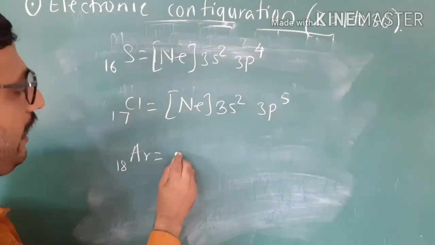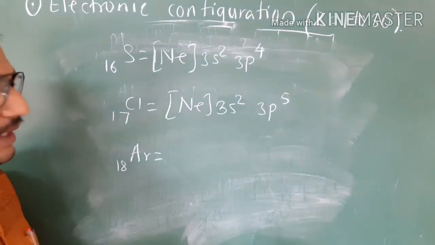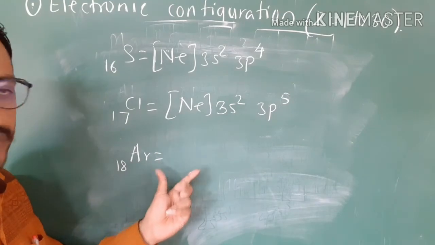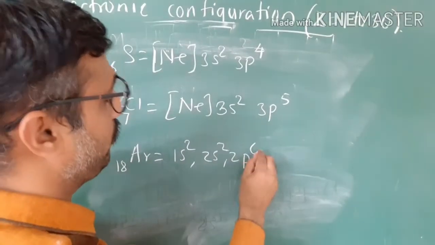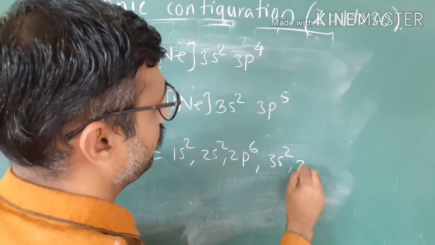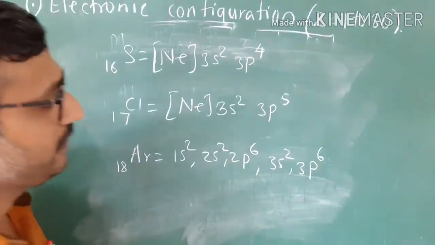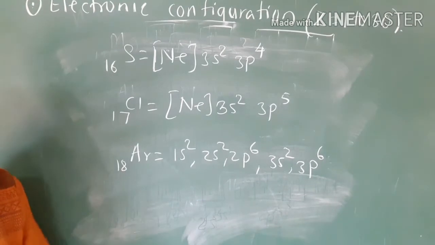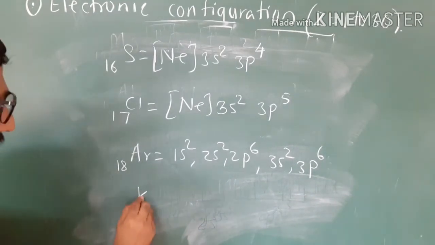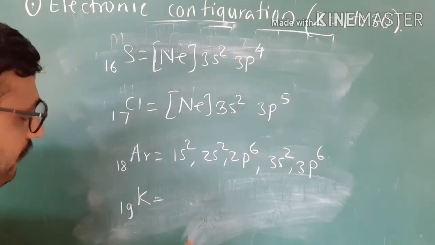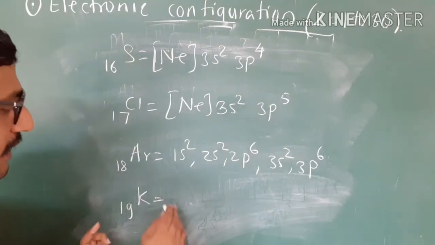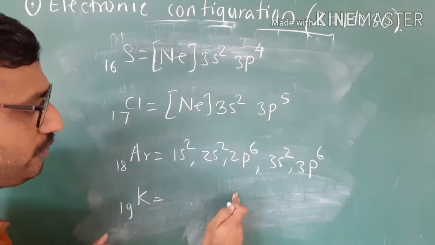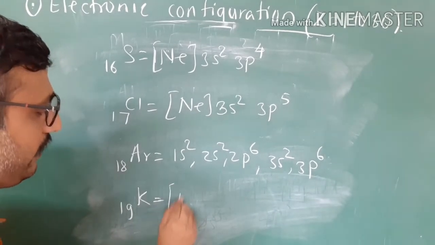Here, I'll write sequentially, okay? For neon we may write either as [Ne], or we may write it as 1s2, 2s2, 2p6, 3s2, 3p6, okay. So in this sequence the electrons get filled. After argon, atomic number 19 is potassium, its electronic configuration. Now here, instead of writing completely 1s2, 2s2, 2p6 like that, we can write only Ar.